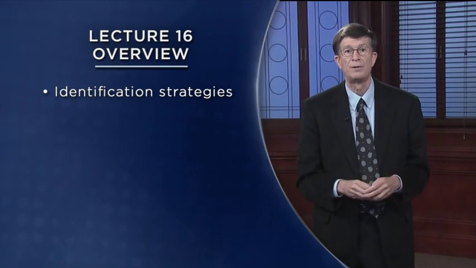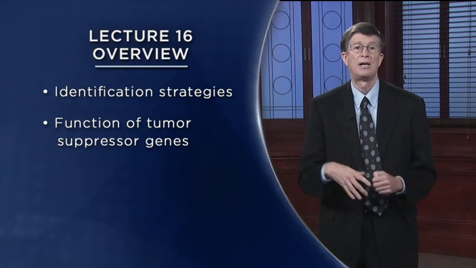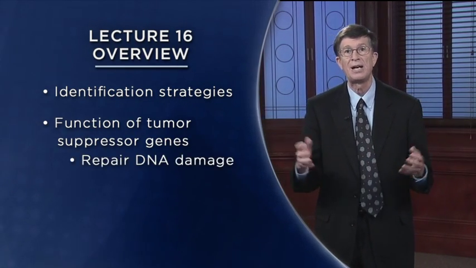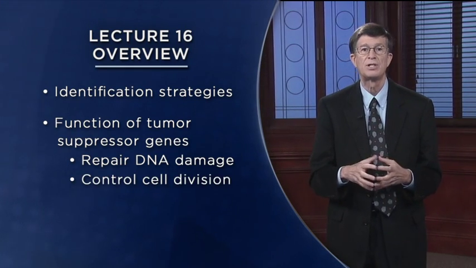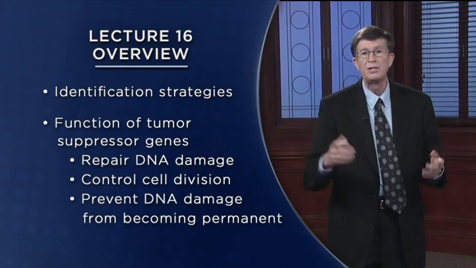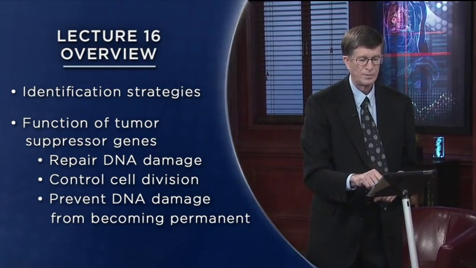I've already described one of them. And then I'll describe what some of these tumor suppressor genes do. I'll describe how some of them repair DNA damage, and others control the cell division cycle, and finally others prevent DNA damage from becoming permanent. I'll give examples of all of these.